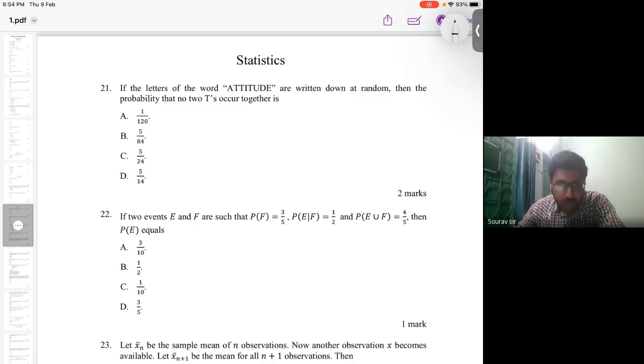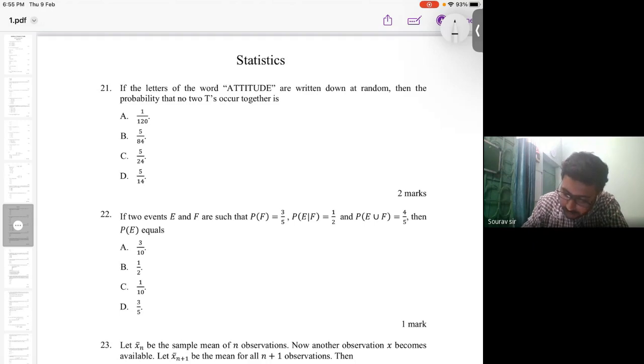The question here is: if the letters of the word attitude are written down at random, then the probability that no two T's occur together is. So you have to find that. At first, find the total number of arrangements of the letters of the word attitude.